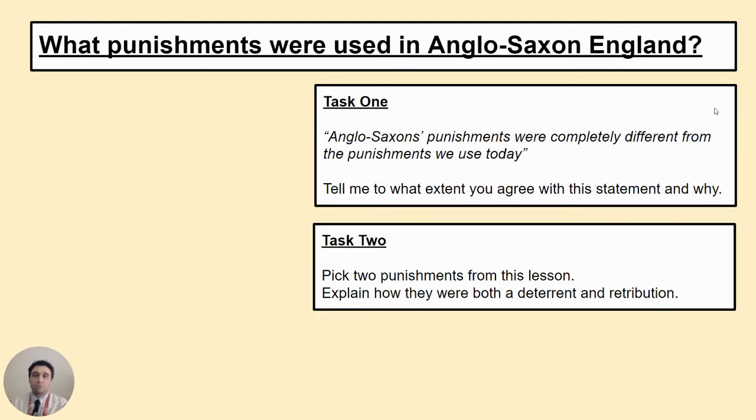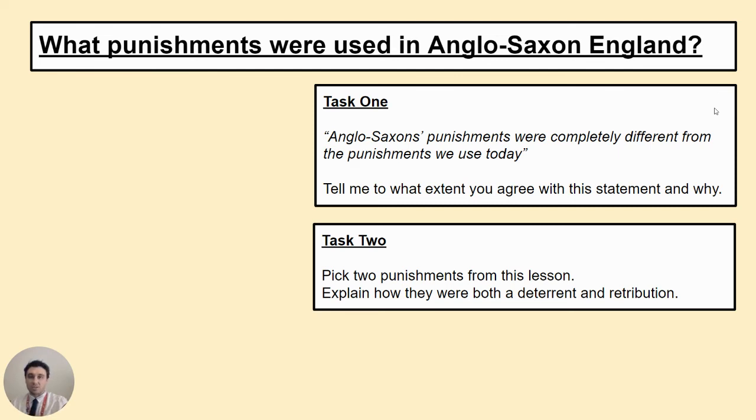Okay, so going back now to your worksheet, there are two tasks for you to do. The first task, task 1, I've got a statement here. Anglo-Saxon punishments were completely different from the punishments we use today. I'd like you to write me a paragraph, please, to tell me what you think about this. Do you agree and to what extent? So do you strongly agree, strongly disagree, completely disagree, slightly disagree? Tell me your view and tell me why.